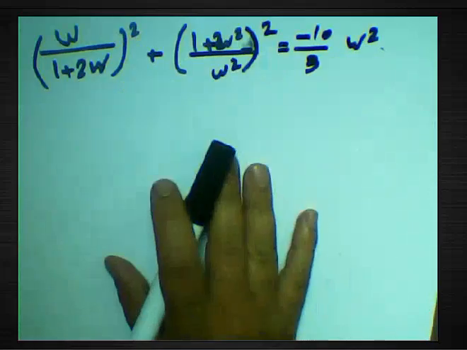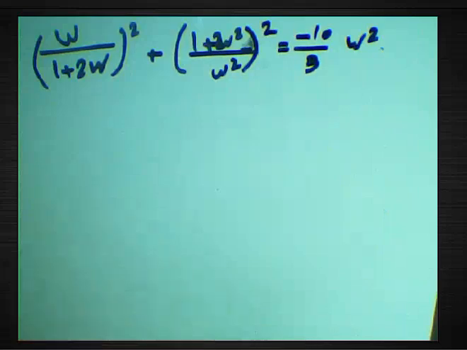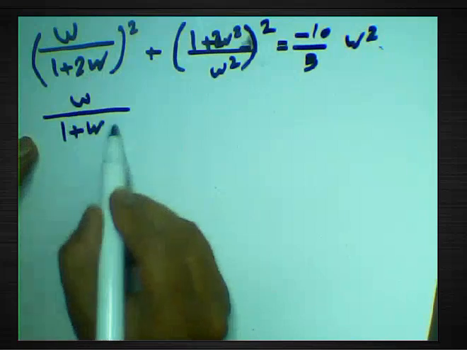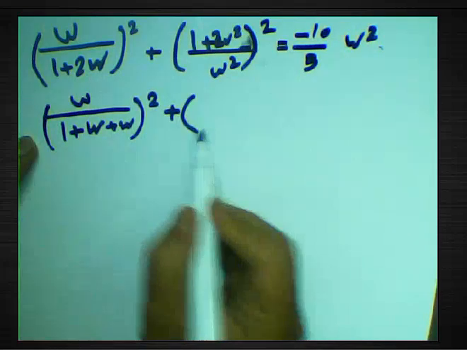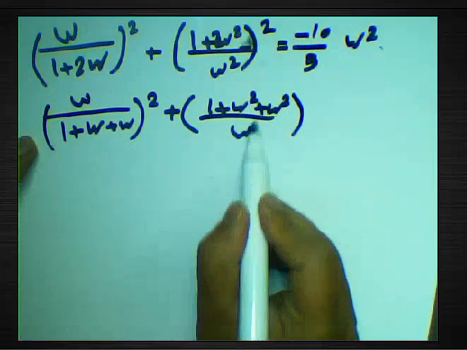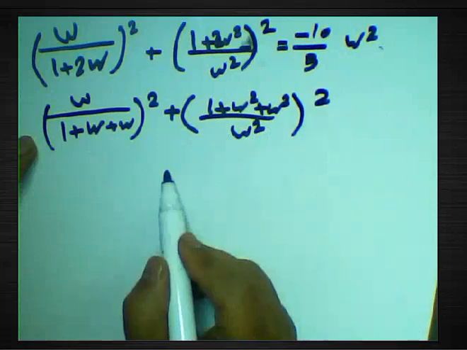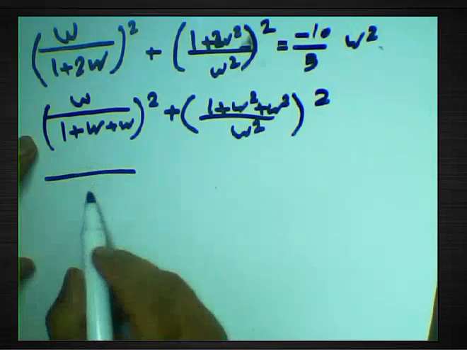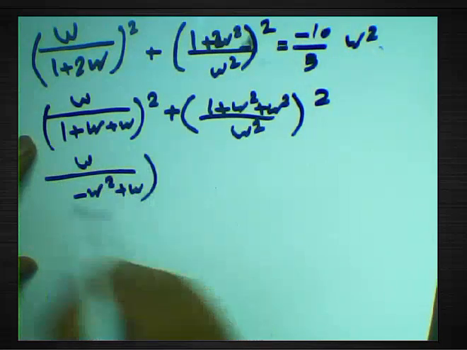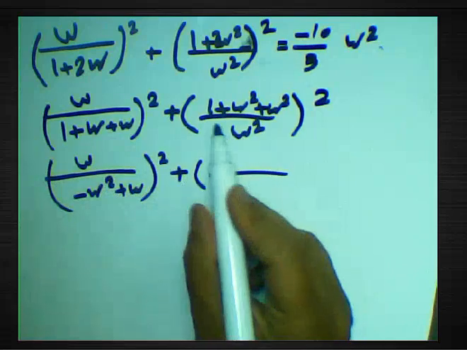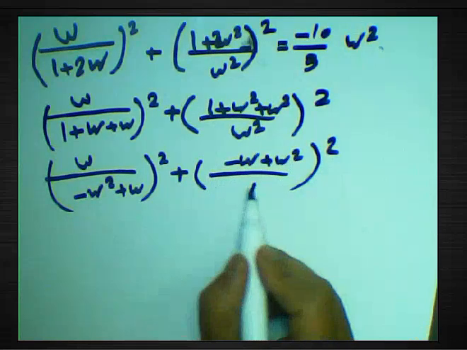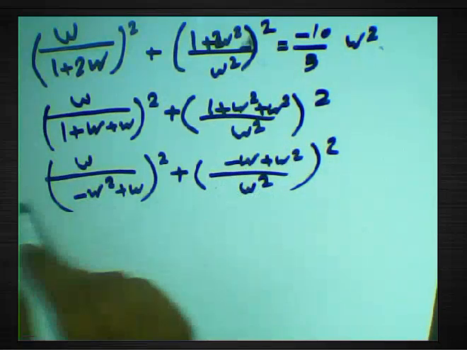In this example, we want to prove that the left hand side equals the right hand side. First, here we can write what? We know 1 plus 2 omega, we can write 1 plus omega all power 2, and here 1 plus omega power 2 plus omega power 2 over omega power 2 all power 2, and then 1 plus omega equals negative omega power 2, right. Omega and negative omega power 2 plus omega all power 2 plus 1 plus omega power 2, it will be negative omega plus omega power 2 and omega power 2.